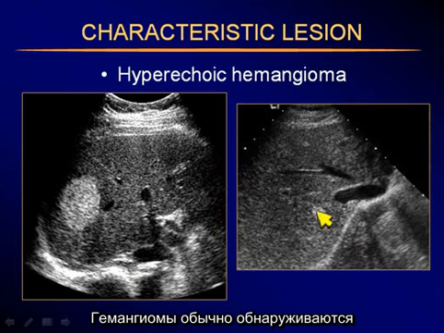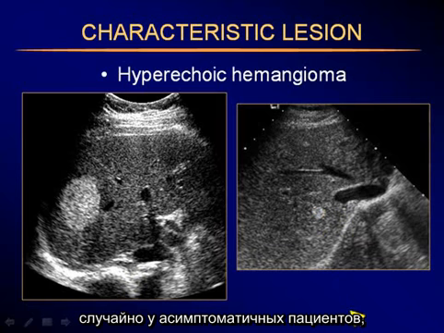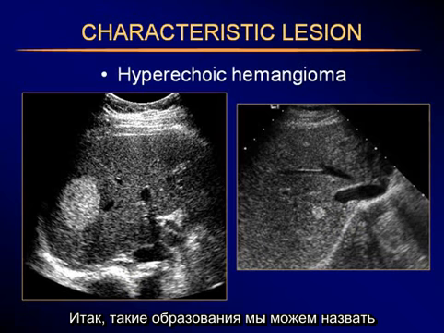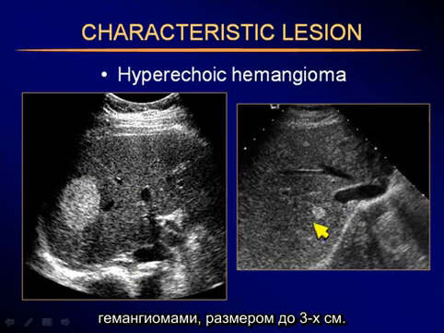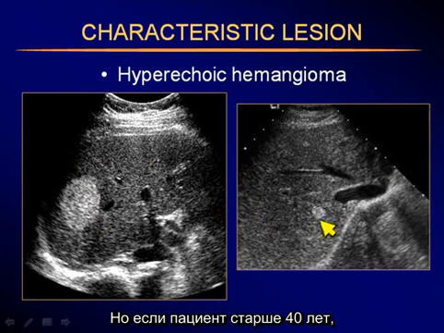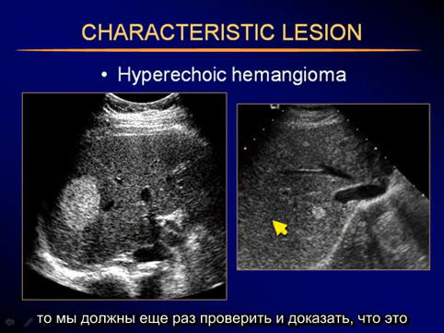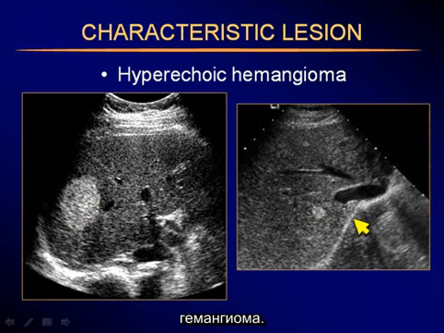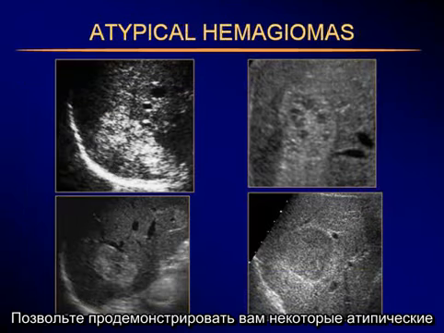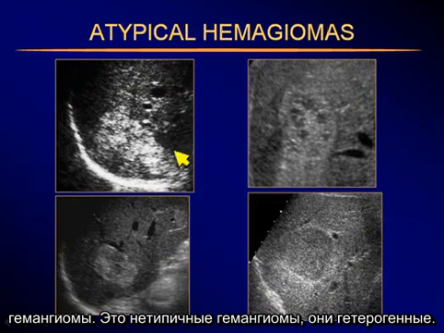Hemangiomas, when they are found incidentally in asymptomatic patients and in a young patient, a patient under 40, such a lesion we can call hemangioma if it's under 3 centimeters. But if the patient is older, beyond 40, or if the patient has any other medical illness, we have to then prove this to be a hemangioma. Let me show you some atypical hemangiomas.